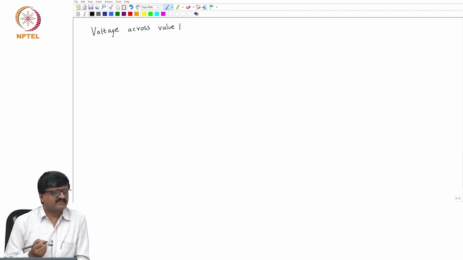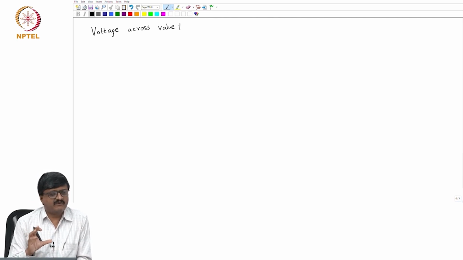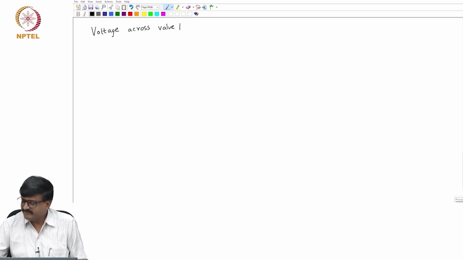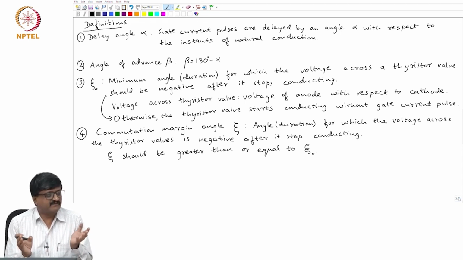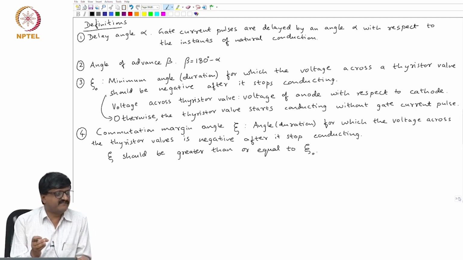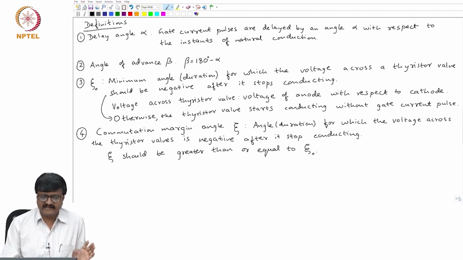Now, I said why we consider only one of the valves. The reason is all the valve voltages will be identical except for a phase shift. Even if you go back to the previous definition, say commutation margin angle, we say that it is the angle for which the voltage across the thyristor valves is negative. That means for any thyristor valve it is negative for the same duration. So, if you take the converter with 6 thyristor valves, for all the 6 valves, the angle for which the voltage is negative after it stops conducting is the same.